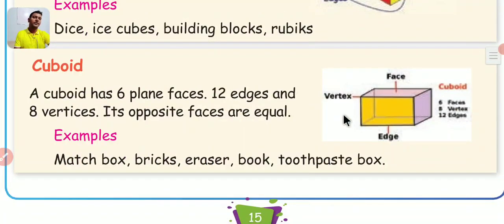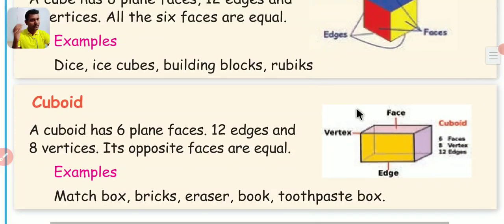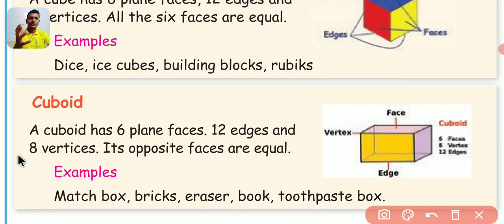Next one, cuboid. Similarly, a cuboid also has the same faces, edges and vertices as a cube has. Cuboid has 6 plane faces, 12 edges, 8 vertices, and cube also has 6 plane faces, 12 edges and 8 vertices. There is no difference. Only one difference: in a cuboid, opposite faces are equal. This face is equal to that opposite face, this face is equal to this opposite face.